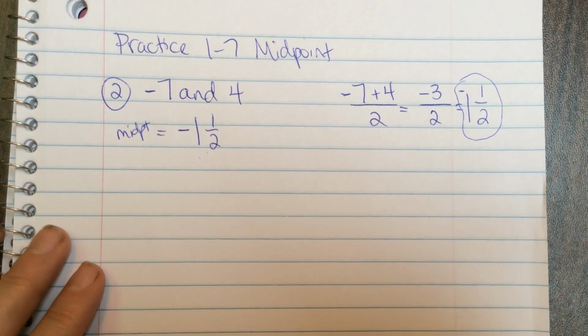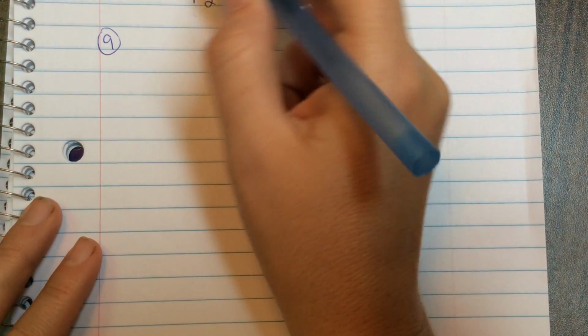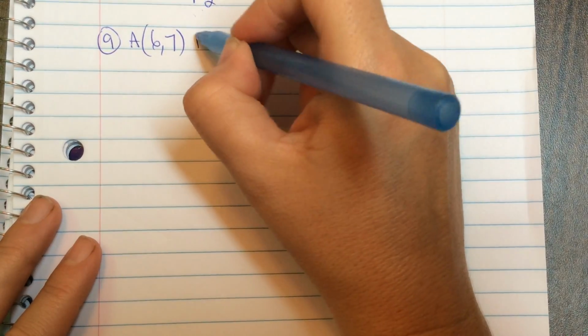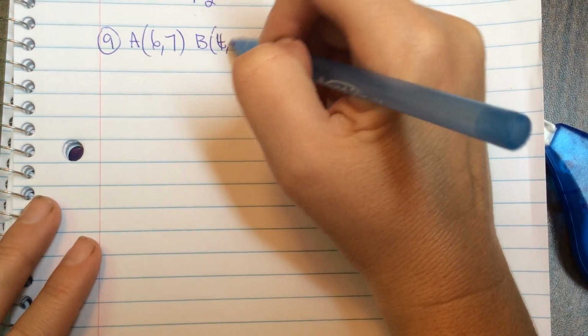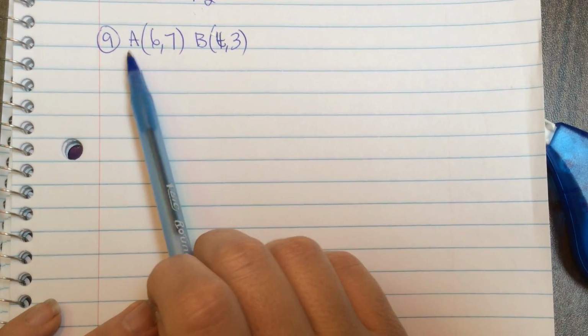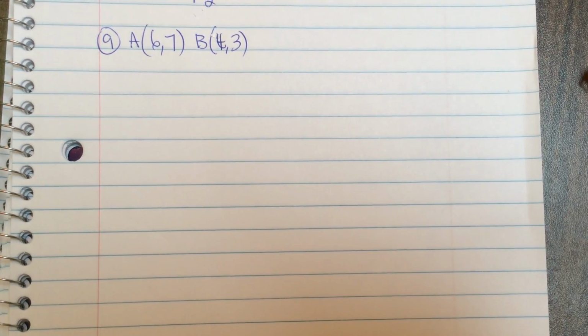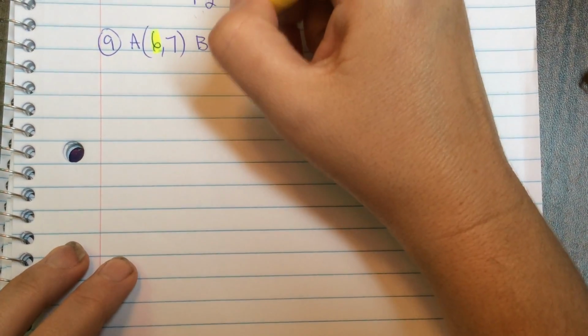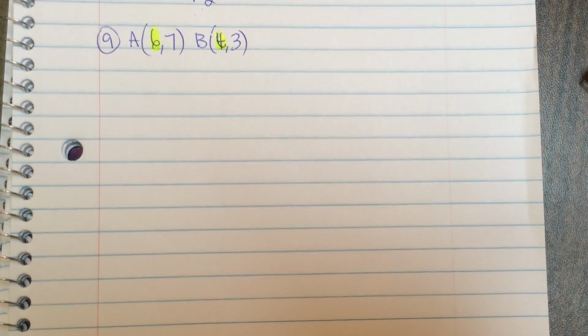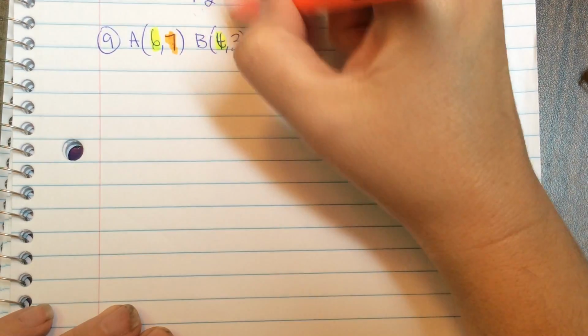Okay, number 9. Moving right along. We have point A, which is 6, 7. And then we have point B, which is 4, 3. And we're supposed to find the coordinates of their midpoint. So again, I'm going to highlight my X's, which in this case are 6 and 4. And I'm going to highlight my Y's, which are 7 and 3 in this example.